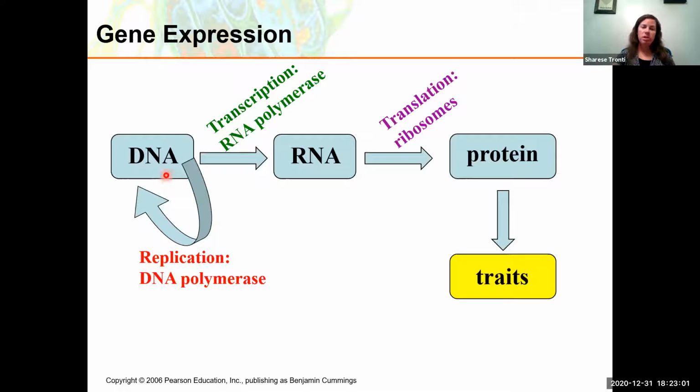Now, gene expression is this process here. So it's the process of turning DNA into RNA into protein. And proteins, of course, carry out the traits. So this has two different processes. The process of converting DNA into RNA is called transcription. The main enzyme that carries this out is RNA polymerase, because it's making RNA, right?